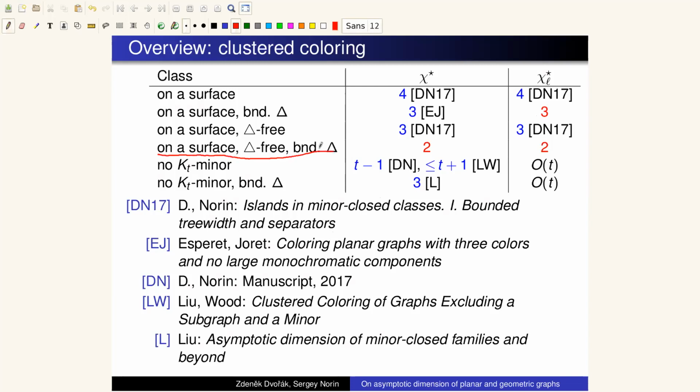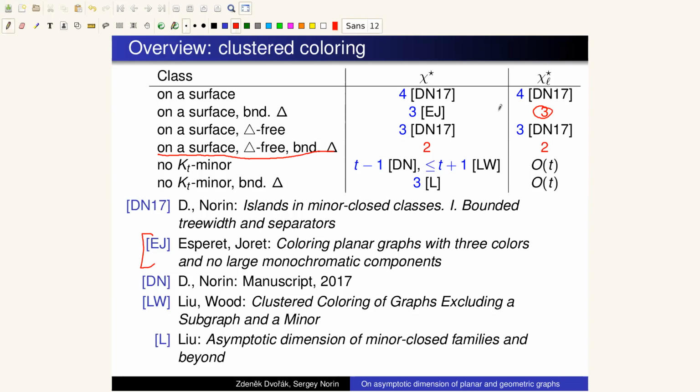So, whether, let's say, planar triangle-free graphs of bounded maximum degree have clustered chromatic number 2. This was asked or conjectured by Esperet and Joret, and this question for the list chromatic number was asked by David Wood in his survey.